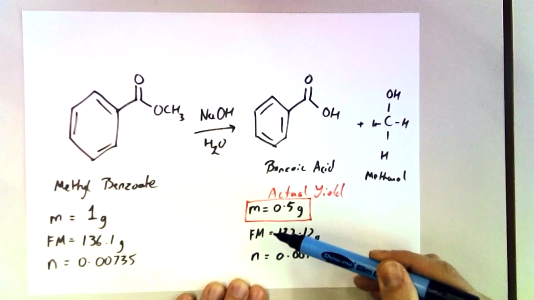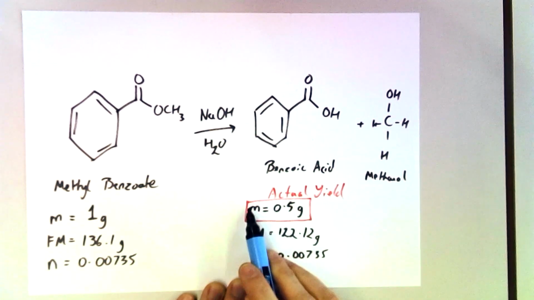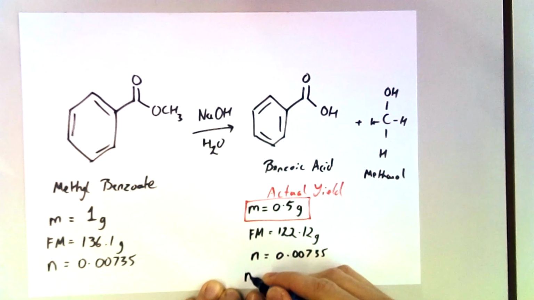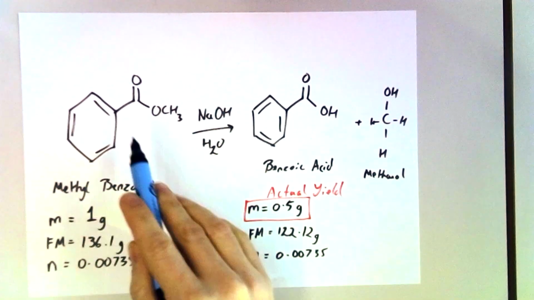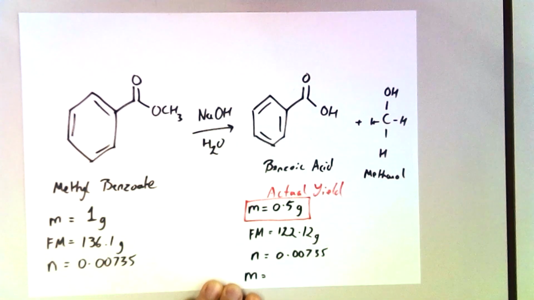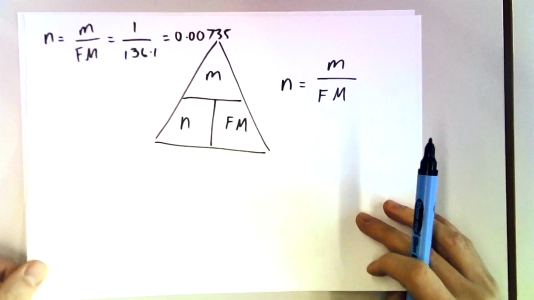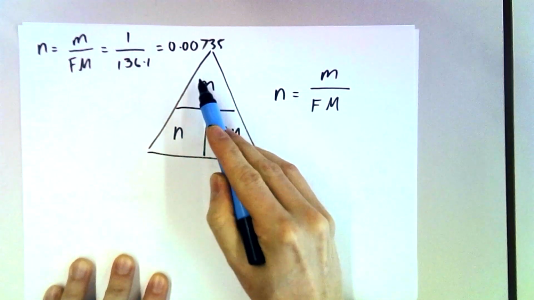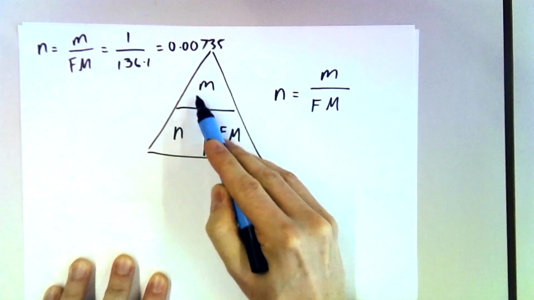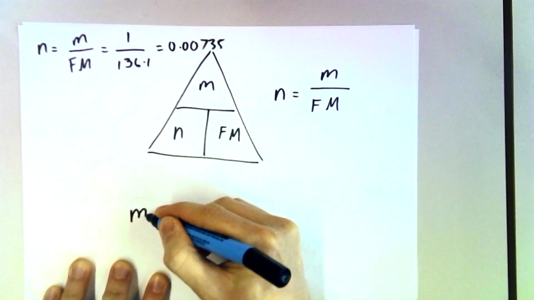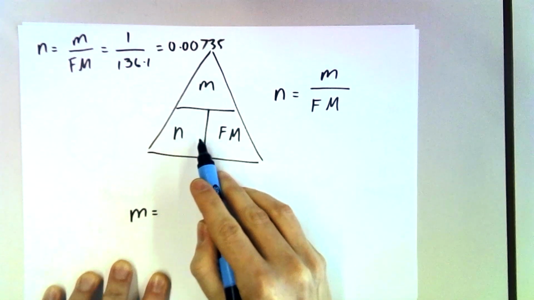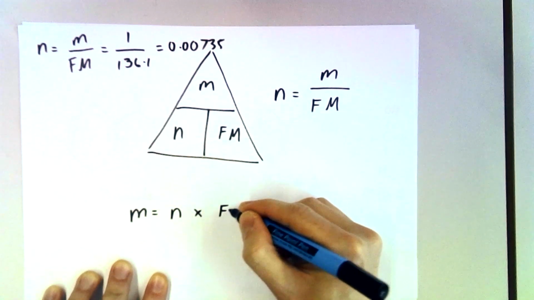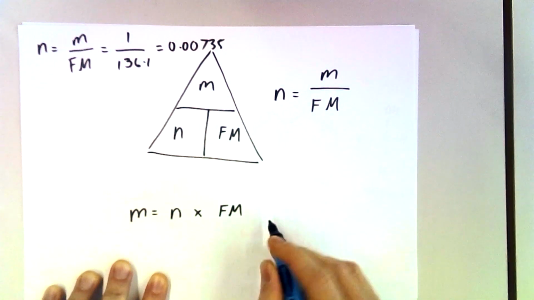So if I've got the number of moles and the formula mass, I can work out another mass. Not the actual yield, but the theoretical yield. The mass that it should be if all of this is used up correctly. Let's go back to my triangle. This time I want to work out a mass. My theoretical yield is the mass out. So M is going to be the number of moles multiplied by the formula mass, N times Fm. Number of moles times formula mass.